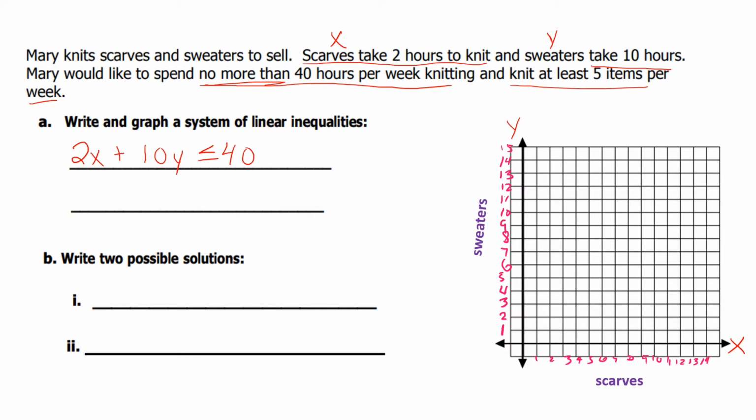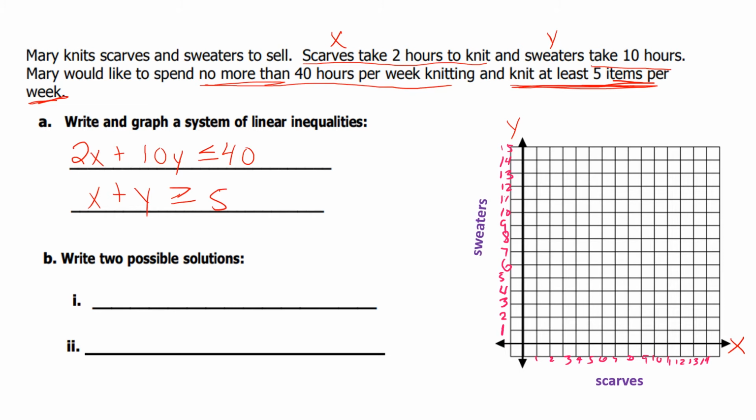All right. Then our next equation, it says, and she wants to knit at least 5 items per week. So her items are the sweaters and scarves. We don't know how many of each, so we simply write x plus y because we don't know how many scarves and how many sweaters. But we know that we've defined our variables for x and y. And she wants to knit at least 5 items per week. So the amount will have to be greater than or equal to 5.